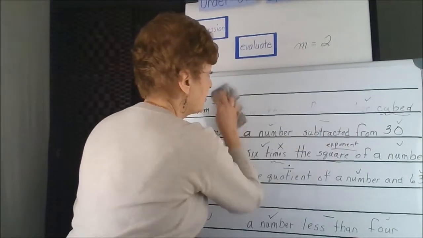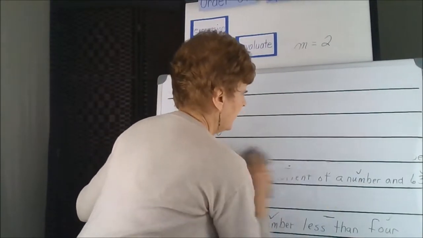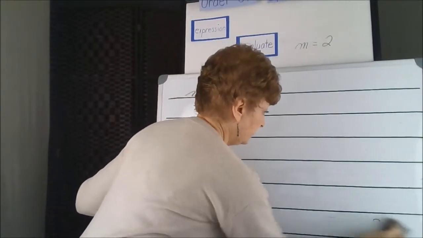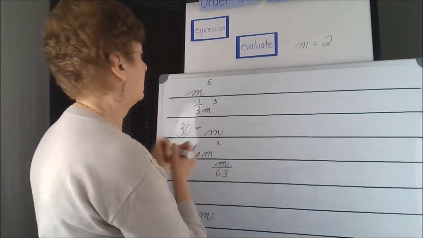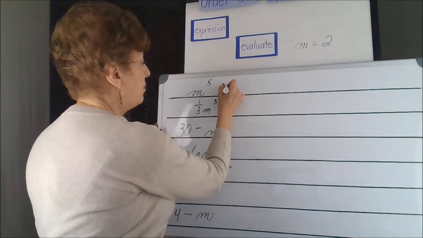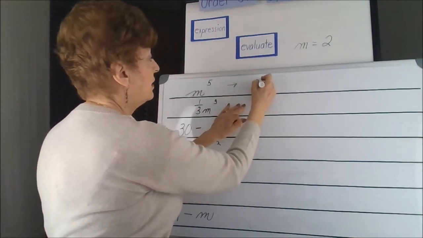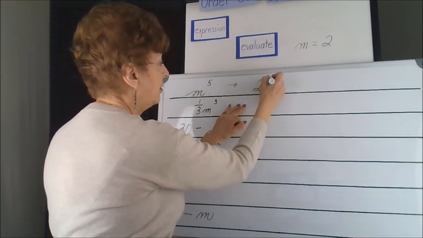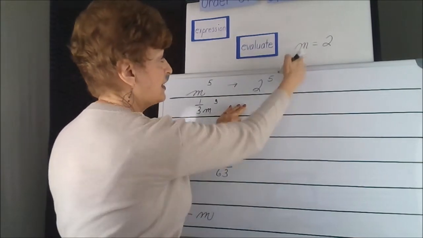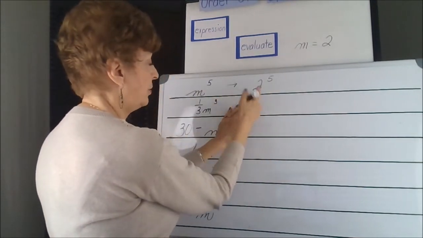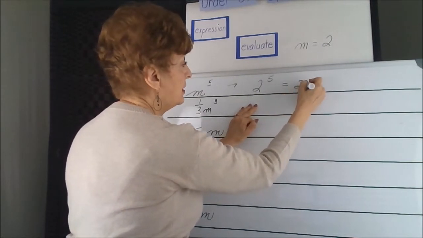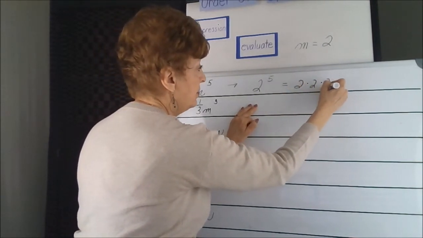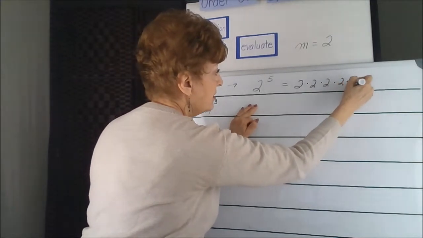Let me take this off. I'll show you how this one works. So if we rewrote this as 2 to the 5th power, we substituted our m for 2, we could actually go 2 times 2 times 2 times 2 times 2.